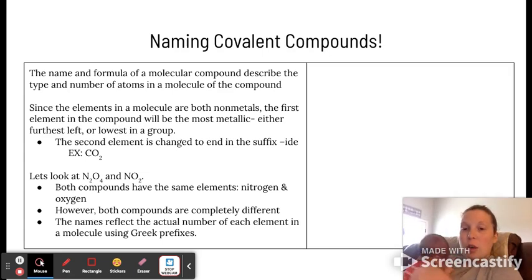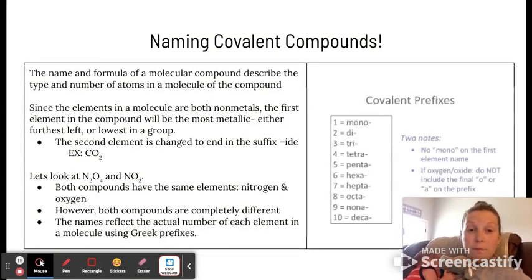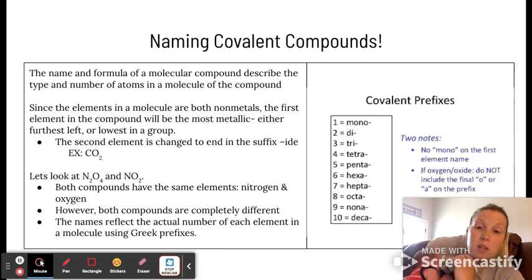To fix that, we have to actually have prefixes which are noted by the subscripts. So we look at these subscript numbers that we've got, and we've got prefixes that go with them. If you have no subscript, then your prefix is mono, but it's important to know that if you only have one of the first element, we do not put mono on the first element ever. If you have a subscript of 2, that becomes di, a subscript of 3 is tri, and you can see the list here, so make sure you have those in your notes.